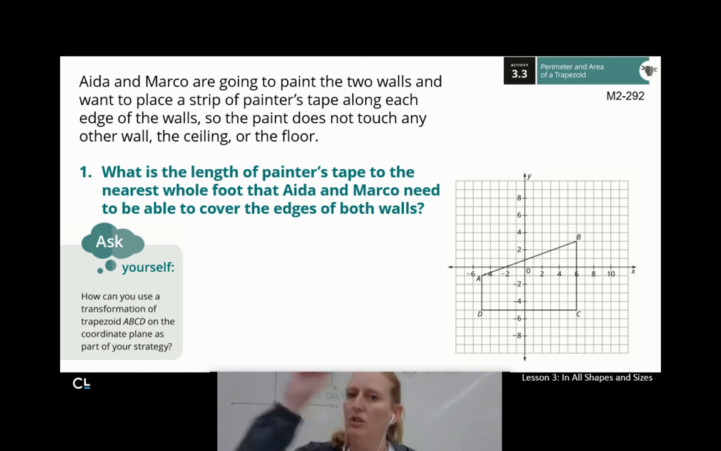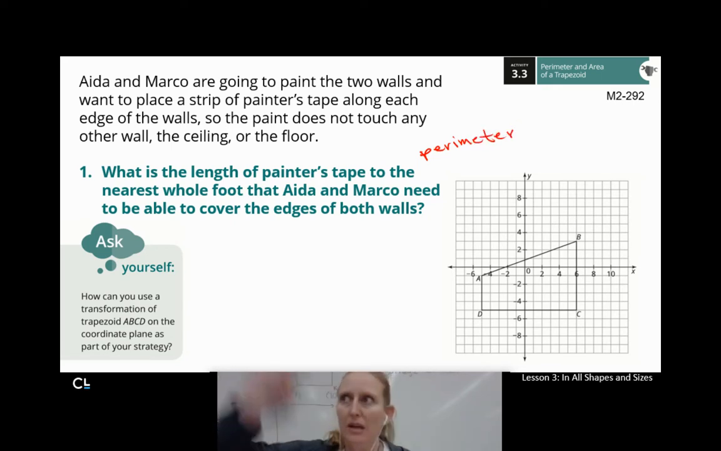Now, because they're just doing paint around the edges of the walls, this definitely sounds like a perimeter problem, right? We're just doing around the outside. We're not taping over the whole wall. We're just taping around the outside. So this is a perimeter problem. Now, some of these sides are easy. Some of these aren't. I'm just going to tackle the hard one right off the bat. Let's find side AB. It's a little beastie, and I'm going to have to use some distance formula, but that's okay. So distance formula, I need some coordinates.